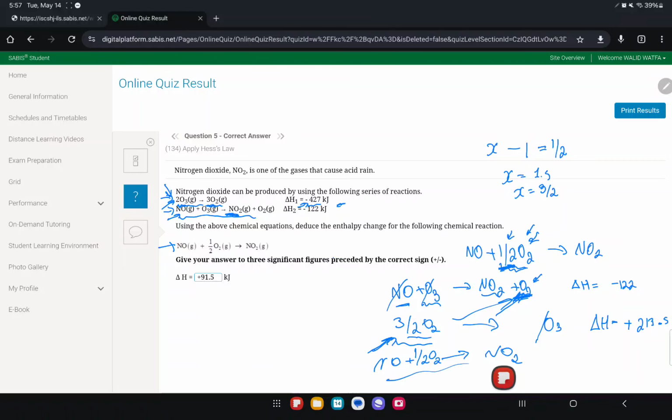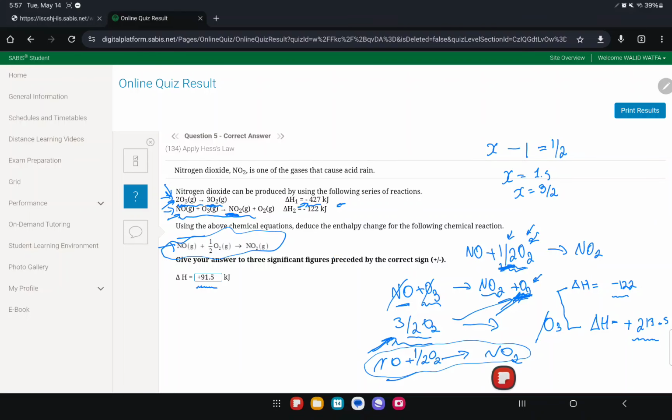Okay, and is this the same reaction that we had at the start, or the one they wanted us to find? Yes, it is. So how do I find the delta H? All I do is add the ones for the reactions. Minus 122 plus 213.5, and you get plus 91.5. I know it might be tricky, but it's really the only way to do it. Even in the book they say it like this.